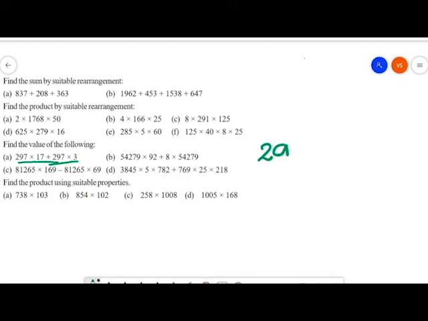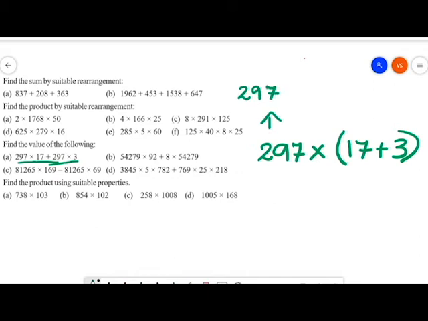I'm making a rearrangement. 297 is multiplied with 17 as well as 3. So I am rearranging it in this way. When we open this bracket, how to open it? We know the distributive property of multiplication over addition. So this is it when we open the bracket. And this is the question. So from the question I rearranged it in this way.